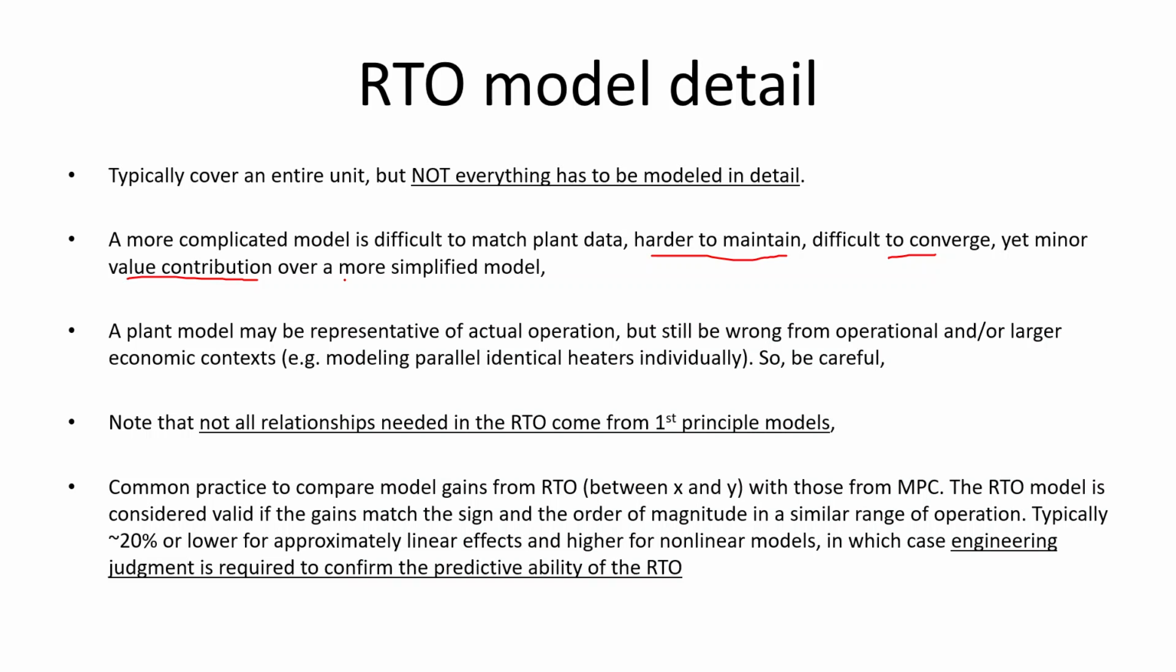I think I've mentioned this as well. When we model, that model may be representative enough for the actual plant operation, but you may still be wrong from the operational point of view. For example, if we have identical heaters, we can typically model just one heater. But in real life, these identical heaters may perform differently because of different aging, different exposure. There are many details in the field that can make identical unit operations behave differently. So we need to be careful.